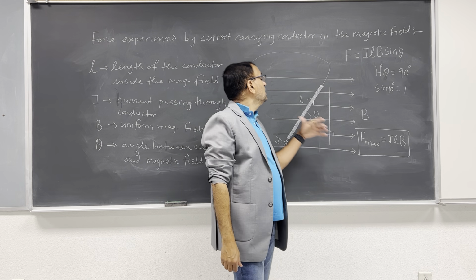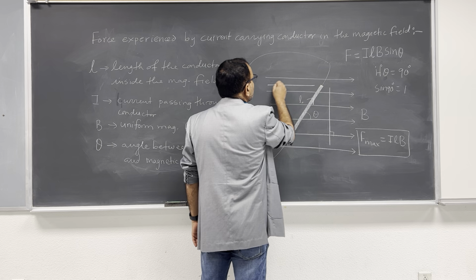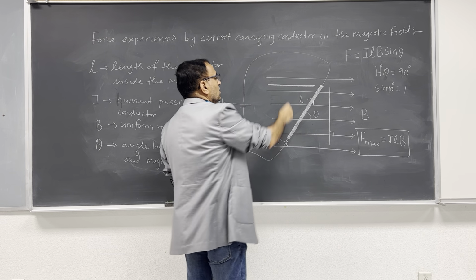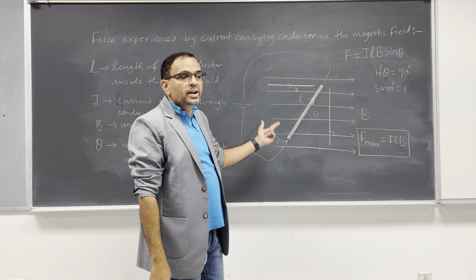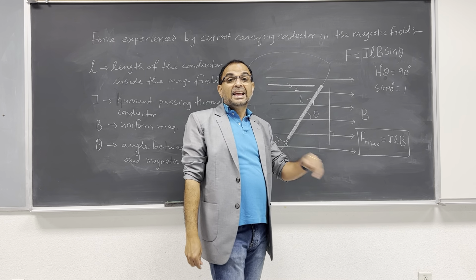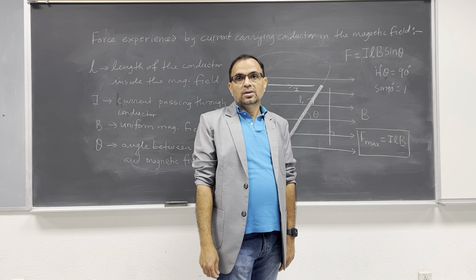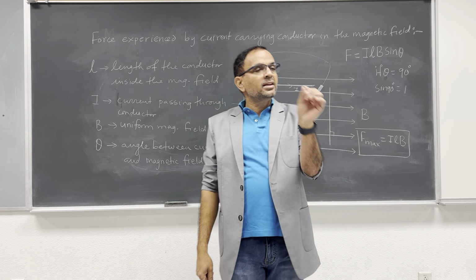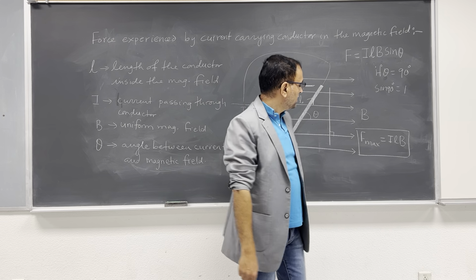force. Then what happens if the conductor is sitting parallel to the magnetic field, like this? So the current is this, the magnetic field is also in the same direction, that means the current and the magnetic field are parallel, so theta is 0. If the conductor is sitting parallel to the magnetic field, the angle between the current and the magnetic field is 0. So in that case, what happens?